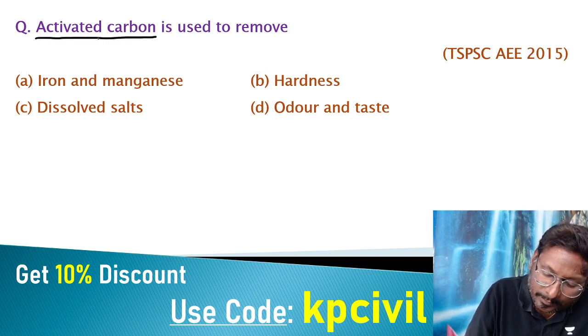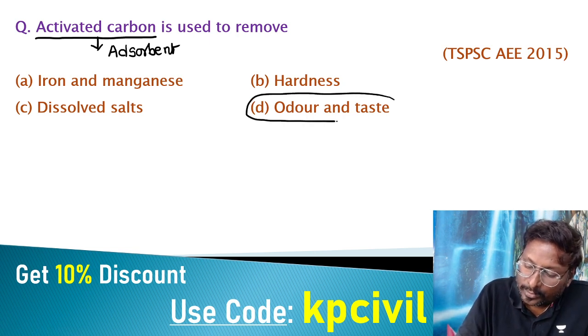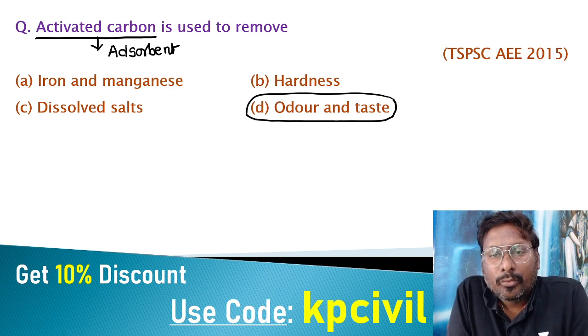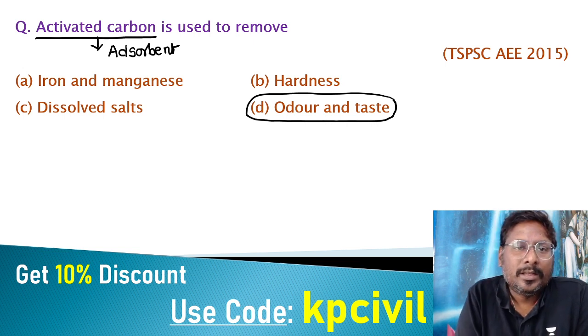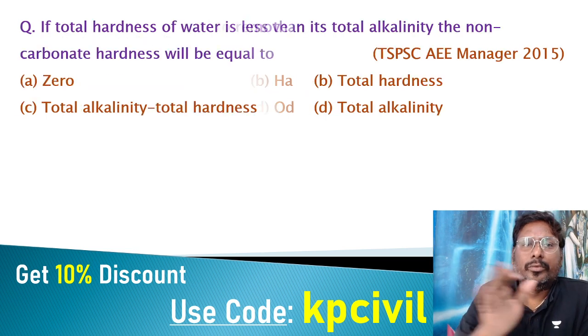Activated carbon is the best, most efficient adsorbent for removal of odor and taste. You can remove color, odor, taste and turbidity using activated carbon. So from the given options we can take odor and taste. It is a strong adsorbent that attaches the chemicals and removes them.